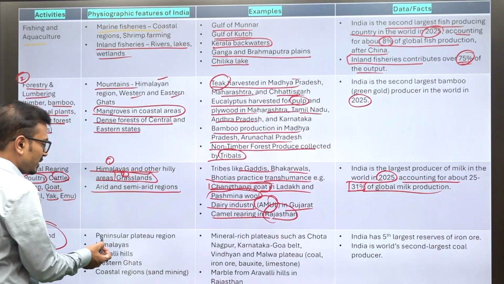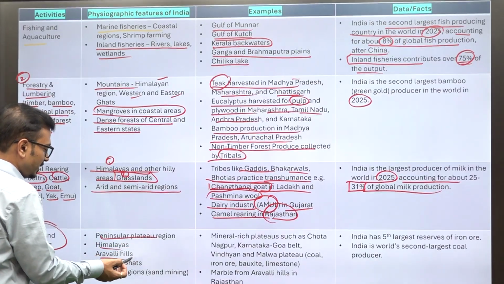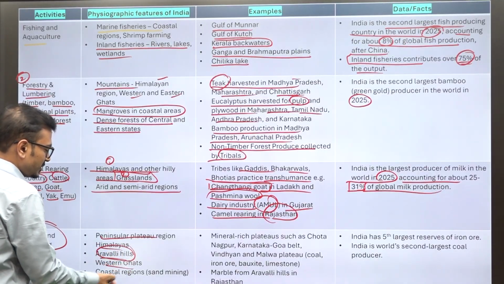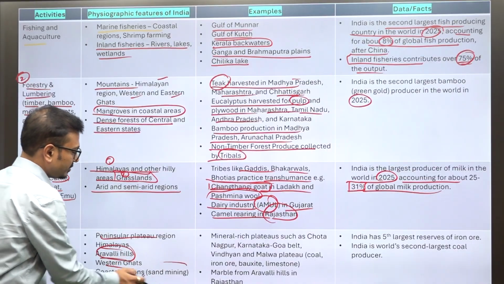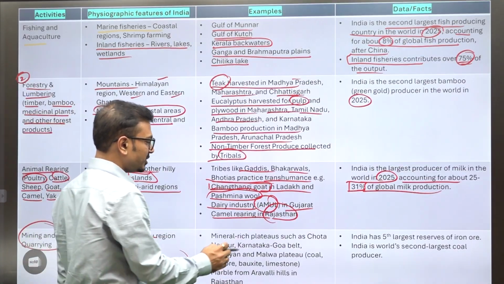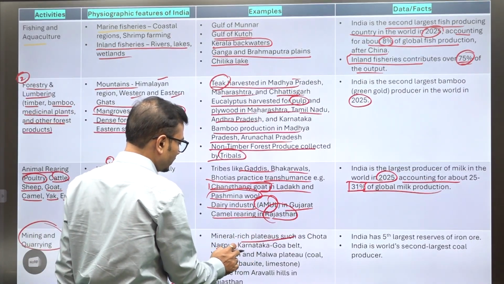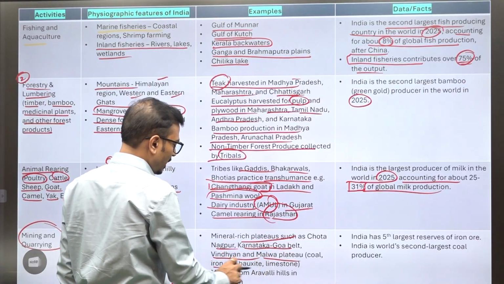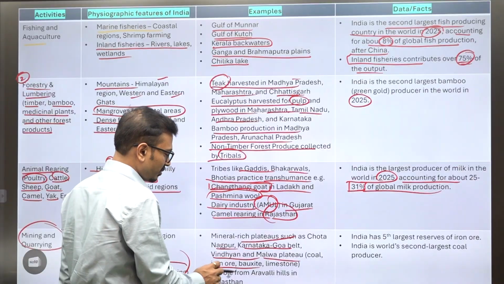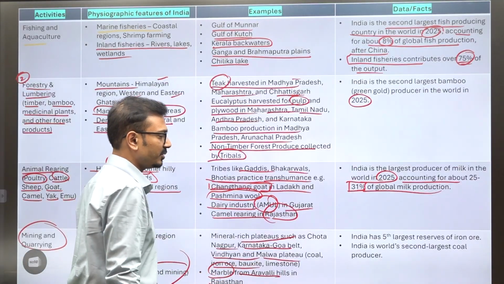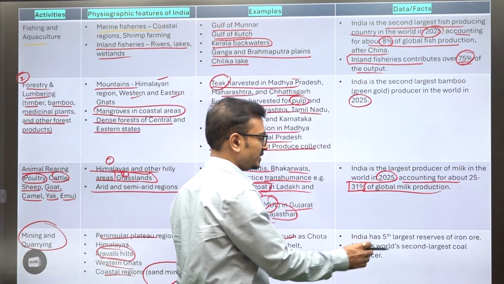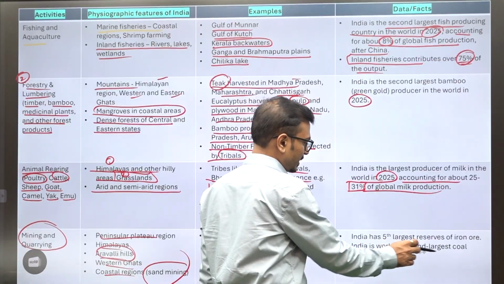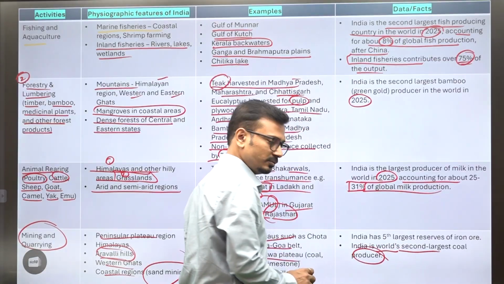Then finally, mining and quarrying you can mention. Okay, so peninsular plateau region, Himalayas, Aravalis especially, Western Ghats and coastal regions, sand mining. Mineral rich plateaus such as Chota Nagpur plateau. Then Karnataka, Goa belt, Vindhyas and Malwa plateau, coal, iron ore, all this mining is done. Marble from Aravali hills is very famous. India has the 5th largest reserves of iron ore and is the world's 2nd largest coal producer also.